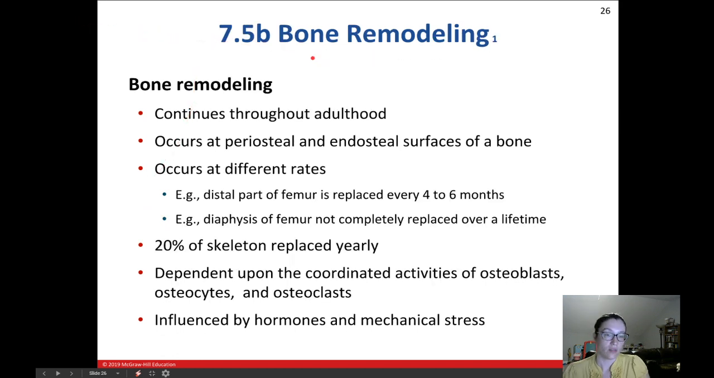So I wanted to mention a little bit more about bone remodeling. We mentioned in our last lecture on calcium regulation that our bones are remodeling all the time. So even once your bone reaches adult length and adult width, that doesn't mean it stops. It's not going to be metabolically stable at that point. It's still going to undergo remodeling all the time. This continues throughout adulthood. And it occurs both at the periosteal and endosteal surfaces of the bone.